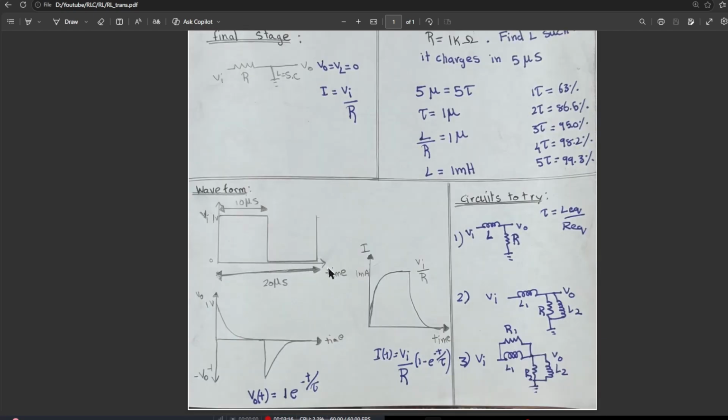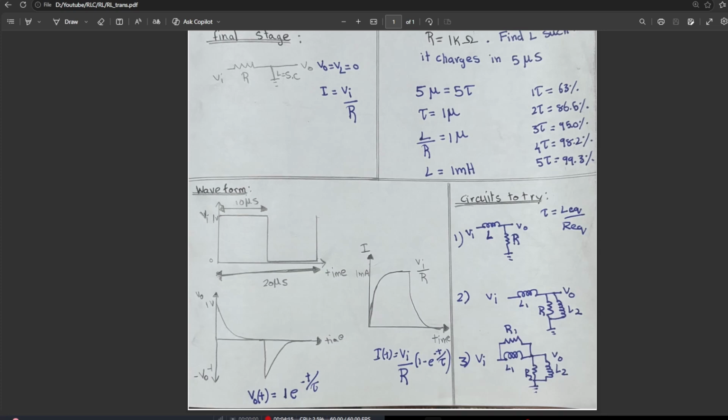Now let's look at the waveform because this is where things become interesting. Notice the voltage starts at 1 volt and exponentially decays to 0. That actually makes sense. The inductor is slowly giving up its voltage as current builds up. But now watch carefully. When the voltage waveform suddenly falls from 1 volt to 0, something strange happens here. The output suddenly goes to negative 1 volt.